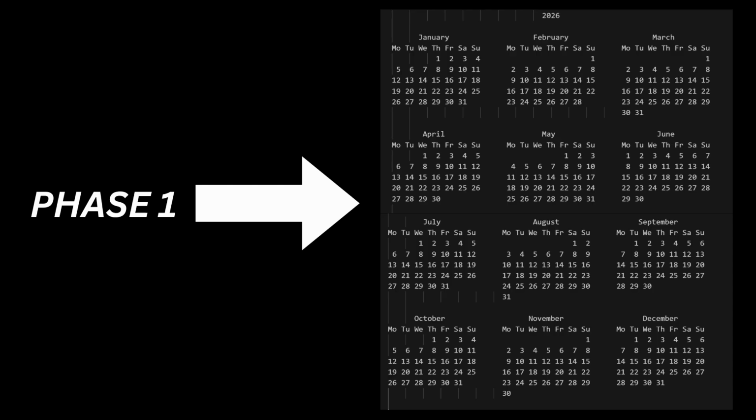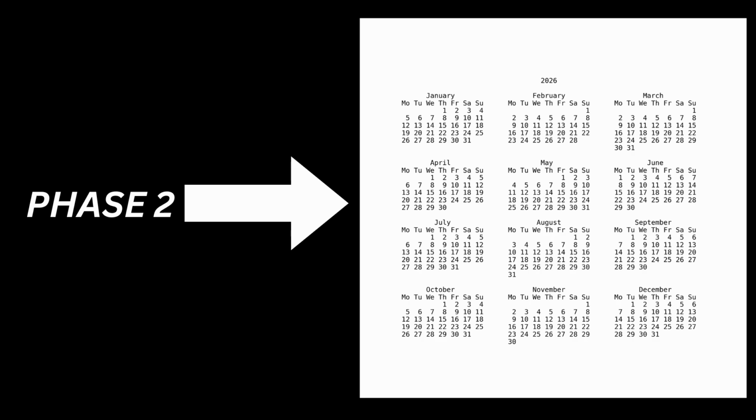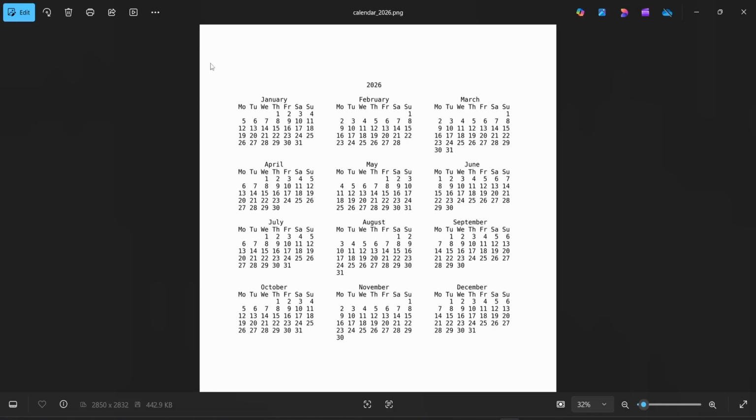The first phase consists of simply printing the calendar in the console or in the terminal. We can display the calendar in the terminal. Phase two is like this: we can create an image. We can generate an image from Python. We can generate a full 2026 calendar image using Python.